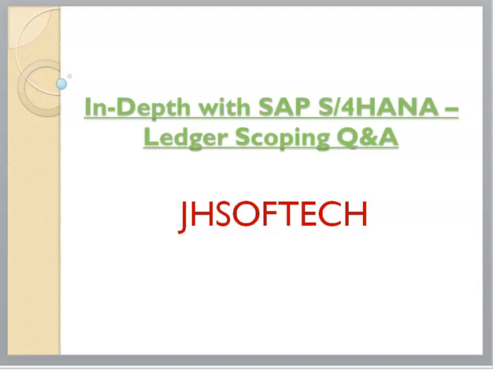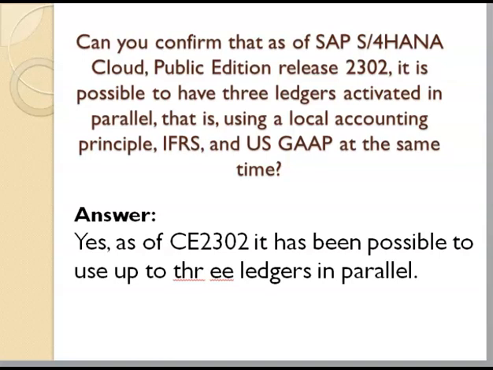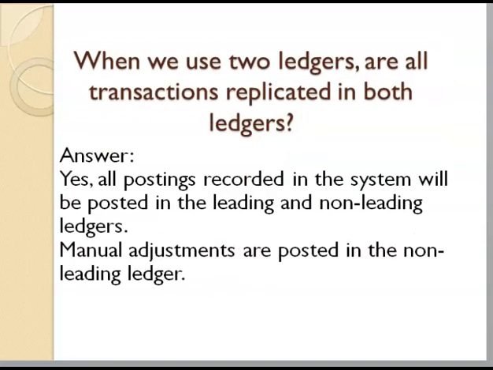Let me discuss in depth SAP S/4HANA ledger scoping questions and answers. Can you confirm that as of SAP S/4HANA Cloud Public Edition release 2302, it is possible to have three ledgers activated in parallel, that is using a local accounting principle, IFRS and US GAAP at the same time? Answer: Yes. As of CE 2302, it has been possible to use up to three ledgers in parallel.